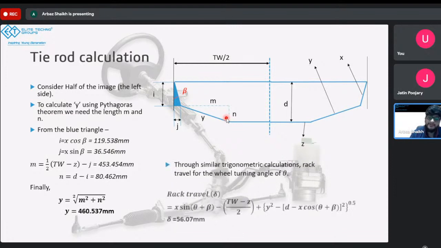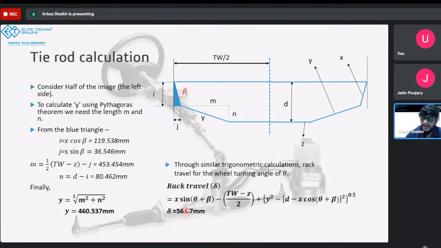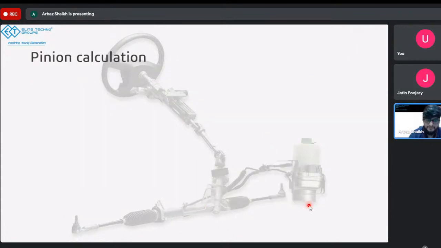And I told you, with similar calculation, you can do the rack travel calculations also. With similar trigonometry, you can do the rack travel calculations also. And this is something I'm leaving you guys to try. Okay, you give it a try. And if you can't, you can just message me on LinkedIn. I'll try to help you. But it is very simple. Just like we did in this trigonometry, you just include the turning angle of each wheel. That's it. That's all you have to do. And then you can find out these values also.